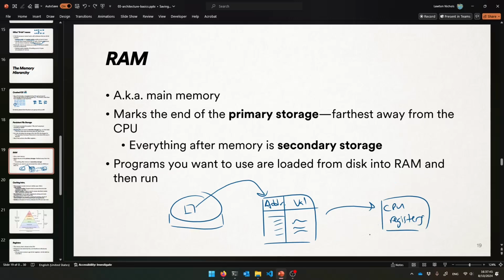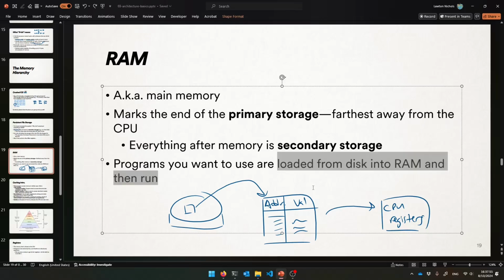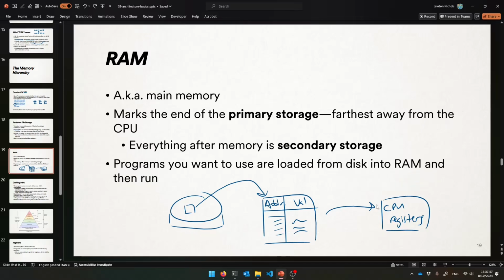Okay, so this is much faster than this because it's closer. So yeah, the moral of the story: every program, everything is loaded from disk into RAM and then back and forth between the CPU from there. Okay. There is somewhere in between.